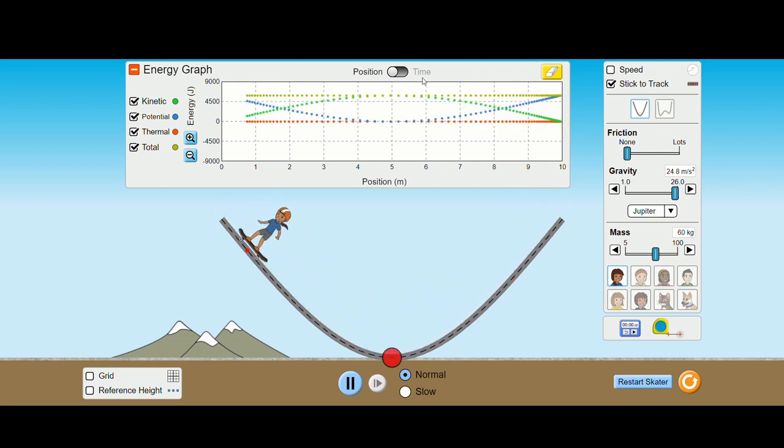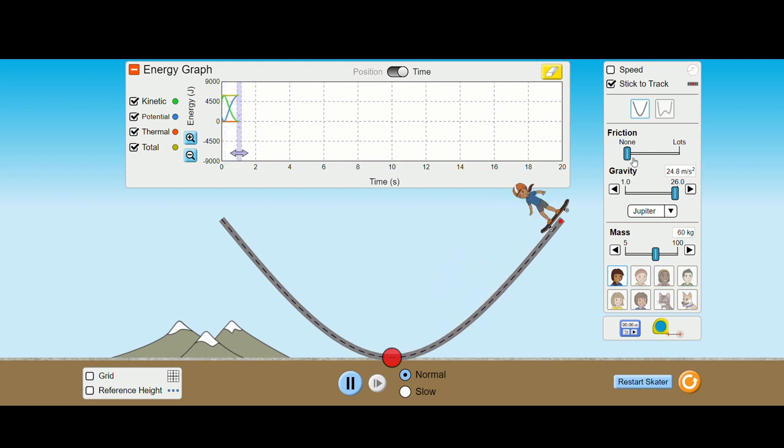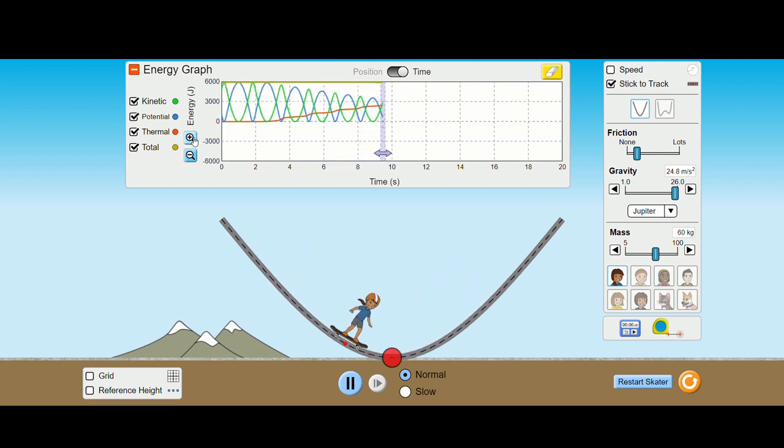Now as soon as I give some friction here, you will see it will start. The curve is lessening with respect to the amplitude, and eventually it will go to 0.